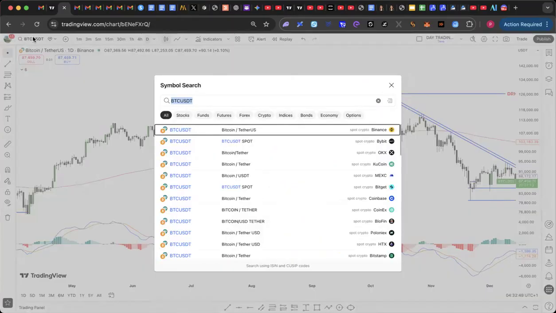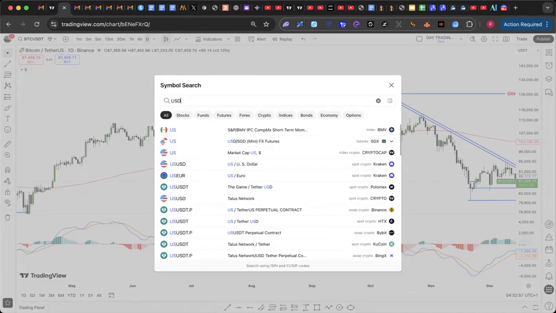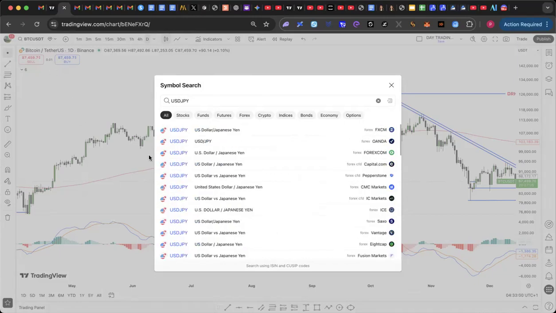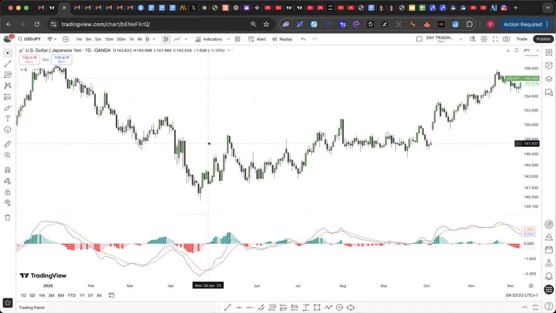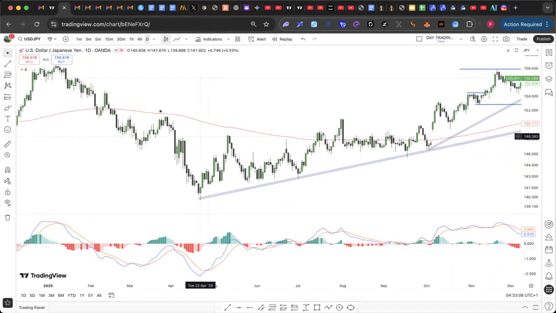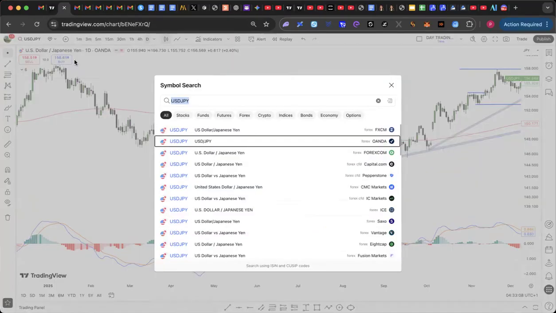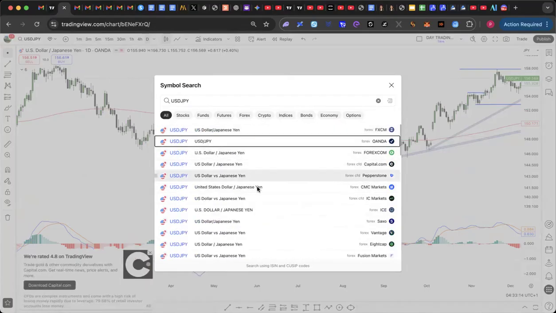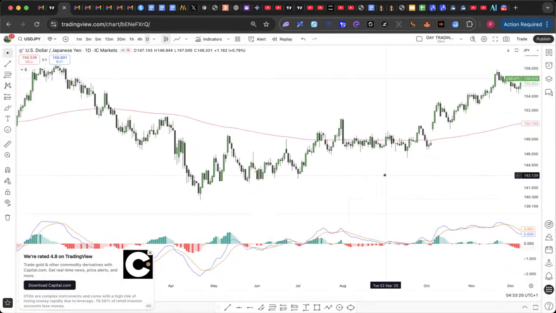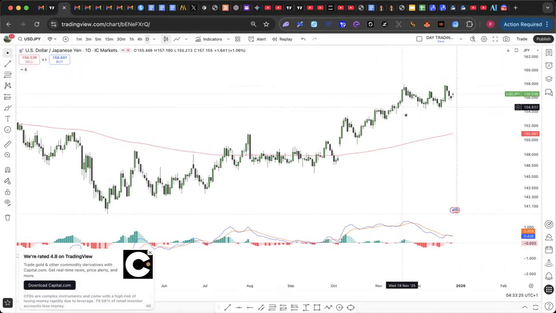Let's look at USD JPY, taken from a different market. So this is an uptrend. USD JPY is in an uptrend.